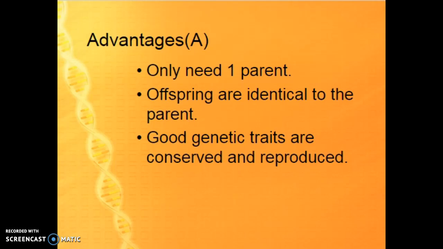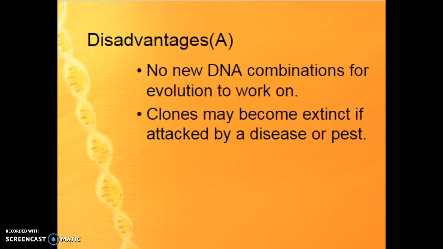Advantages to asexual reproduction: you only need one parent. I'm awesome. My kid gets to have all of my awesomeness. So all those great genetic traits are conserved and reproduced. I don't have to worry about some of my awesomeness being recessive to my wife's unawesomeness or something along those lines. I think you get the idea.